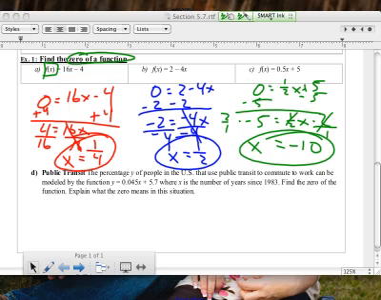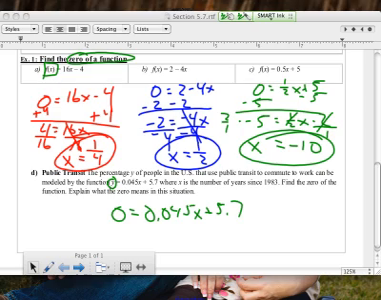Part D, obviously a story problem, says the percentage y of people in the U.S. that use public transit to commute to work can be modeled by the function y equals 0.045x plus 5.7, where x is the number of years since 1983. Find the zero of the function. Explain what the zero means. So what this means very simply is plug in 0 for your y. So 0 equals 0.045x plus 5.7.